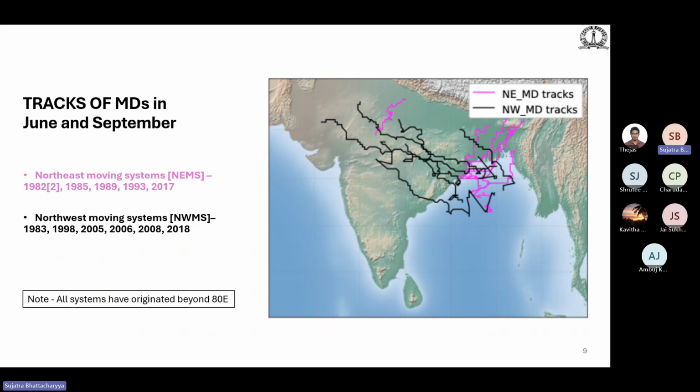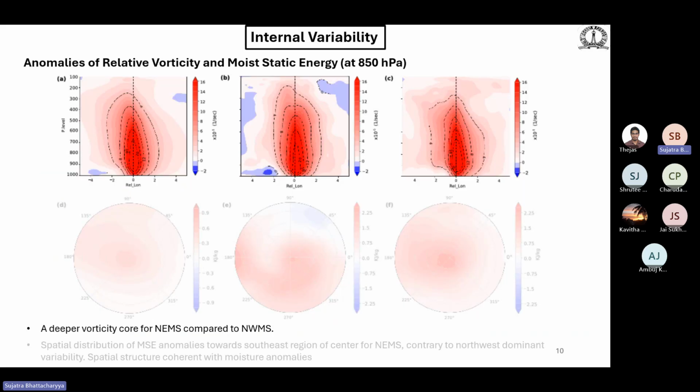So if you look at the internal structure of the depressions, this first figure is basically the mean composite plot of relative vorticity anomaly for all the depressions that have occurred in June and September. The second plot is the same relative vorticity anomaly curve for the northeast moving cases, and this is for the northwest moving cases, the combination that I've considered. So one difference in all these plots is that these northeast moving cases typically have a deeper relative vorticity core as compared to the northwest moving case and also to the mean case, which suggests that these systems are fairly stronger systems as compared to the mean case also. So this is the first observation that we found.